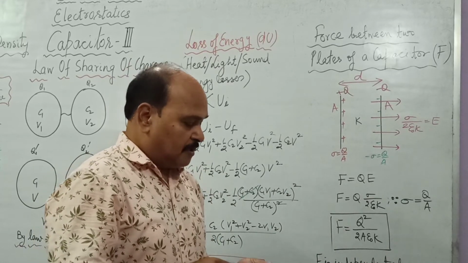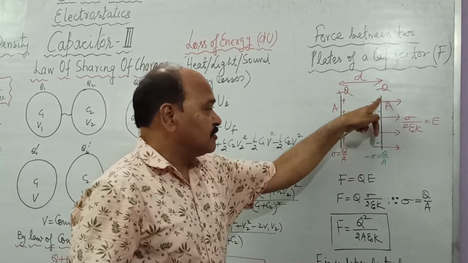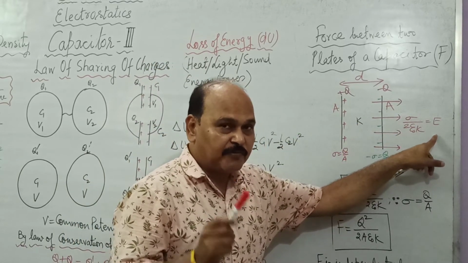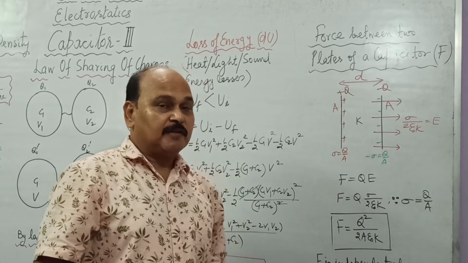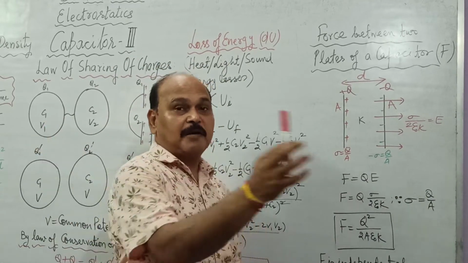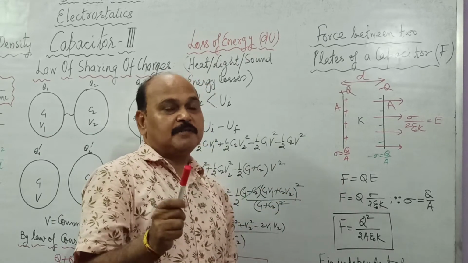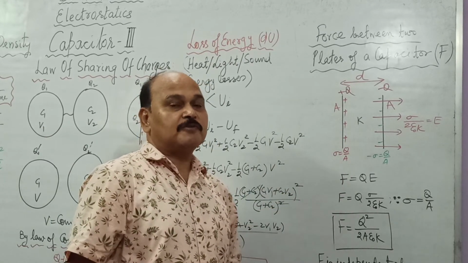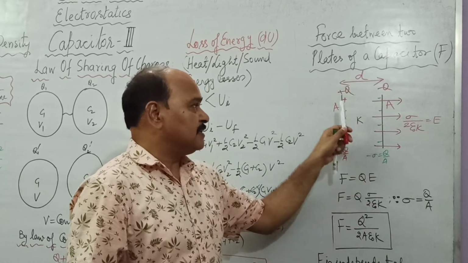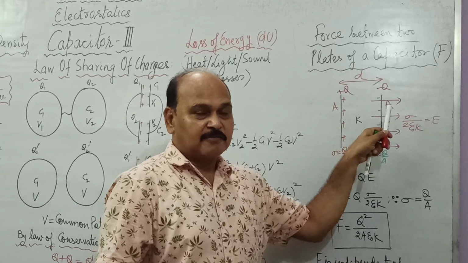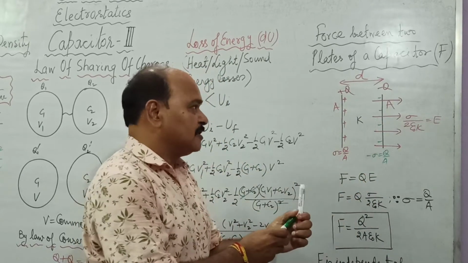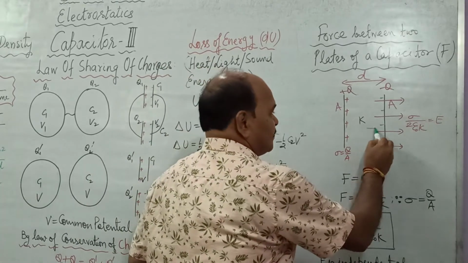Now, this is minus Q charge placed in this electric field. And we have already studied that when a positive charge is placed in an electric field, it experiences force in the direction parallel to the field. When a negative charge is placed in an electric field, it experiences force in the direction opposite of the field. So this minus Q charge in the electric field towards right will experience a force towards left.